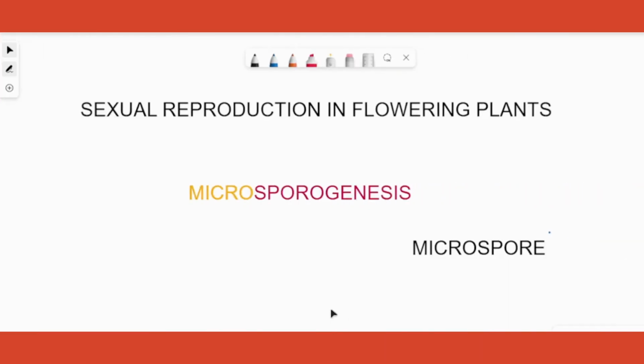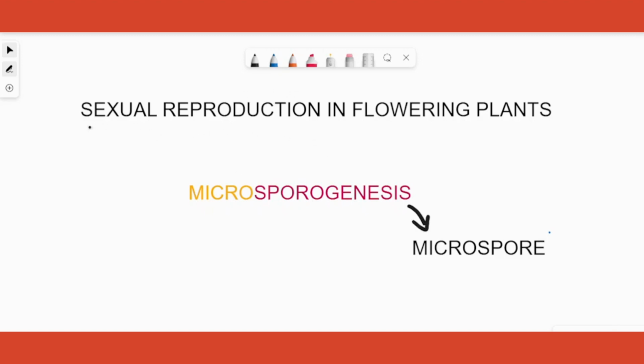Let's learn a small topic called microsporogenesis. So what exactly is microsporogenesis? From this term, we should somewhat figure out that it is the production of microspores. What exactly is a microspore? Where is it produced? How is it produced? That is what we are going to learn.